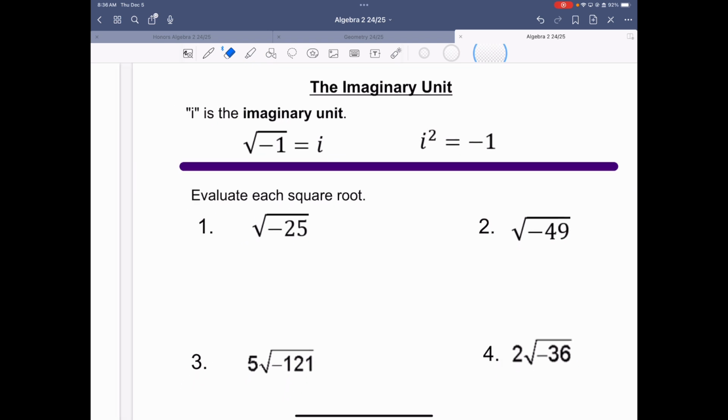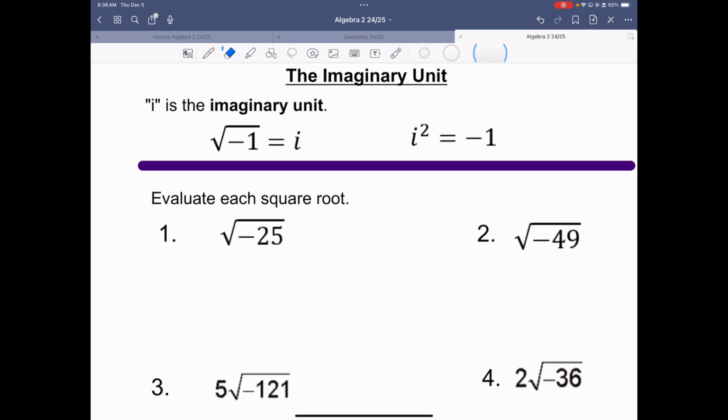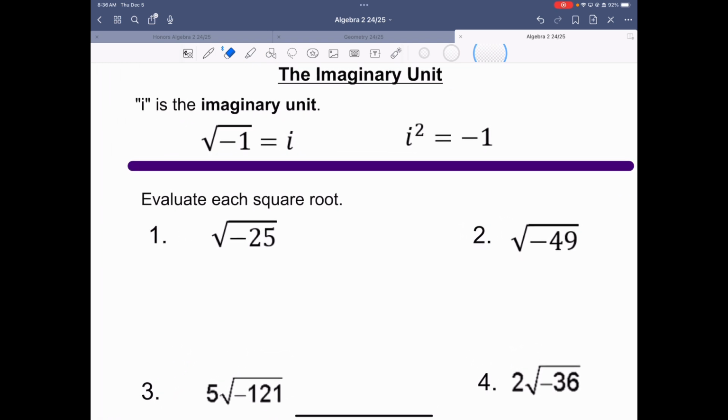Just a little bit of review from yesterday, the imaginary unit. We talked about this yesterday, so you probably already have it in your notes. Just want to talk about it real quickly again. Remember, i is the imaginary unit. So the square root of negative 1 is equal to i. We'll use this a lot more today. This is what's used a majority of today. And then, of course, i squared is equal to negative 1. And we worked with that a lot yesterday when we were adding, subtracting, multiplying, and dividing. So we're going to go the other way with it today.